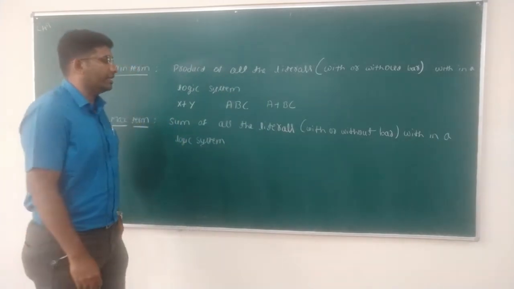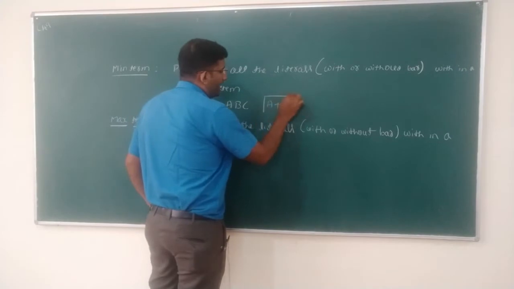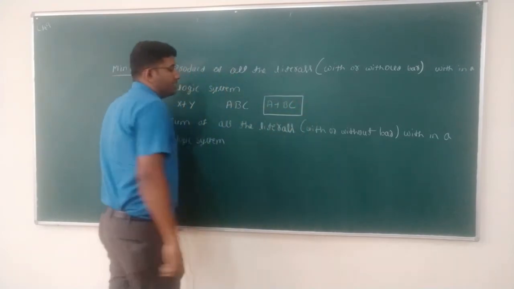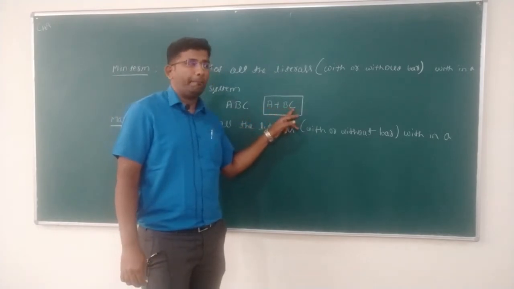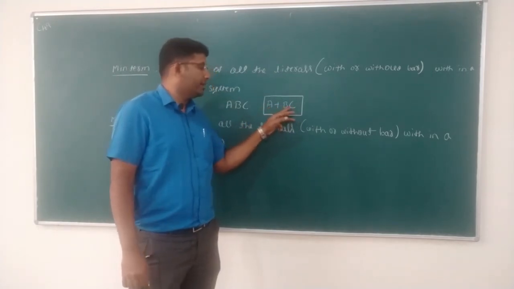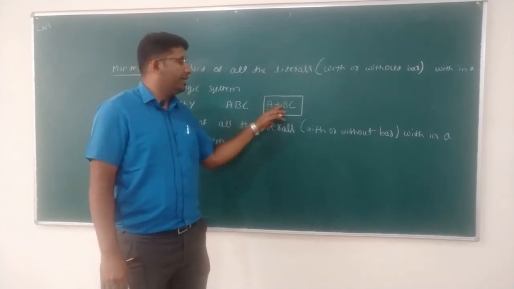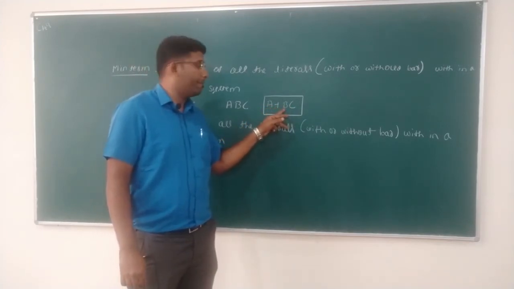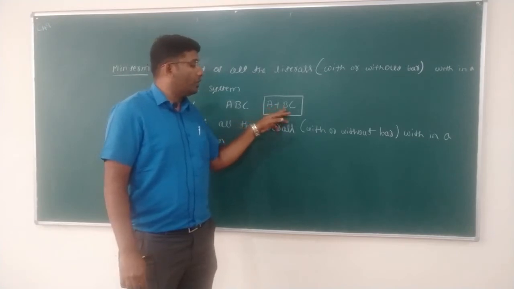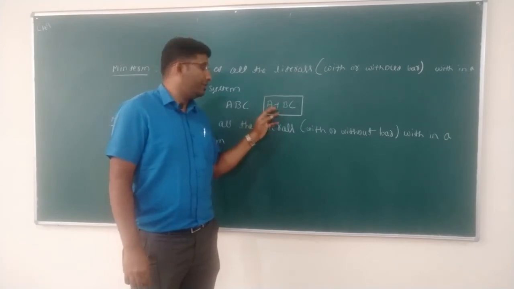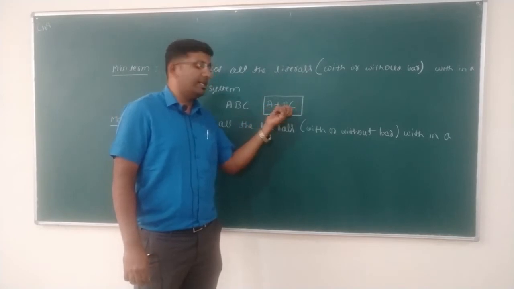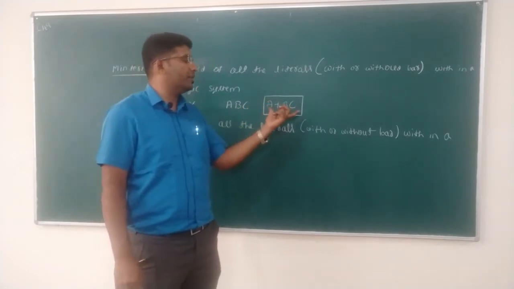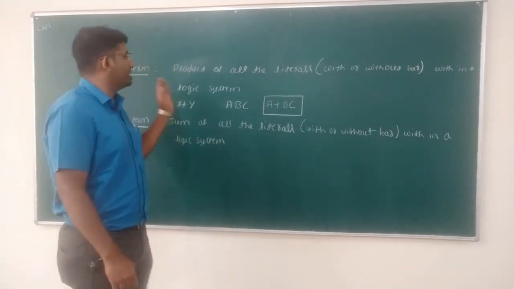What do you mean by all the literals? Consider that I have 3 variables here, A, B and C. In one term I am missing BC, and in another I am missing A. If you want to call it a min term, we should have all the variables. Here we have to consider BC, and here we have to consider A. Then whatever expression we get will be treated as a min term.